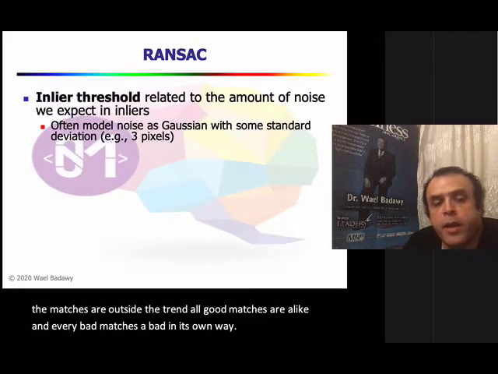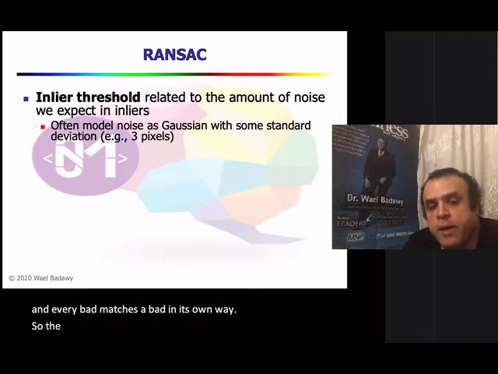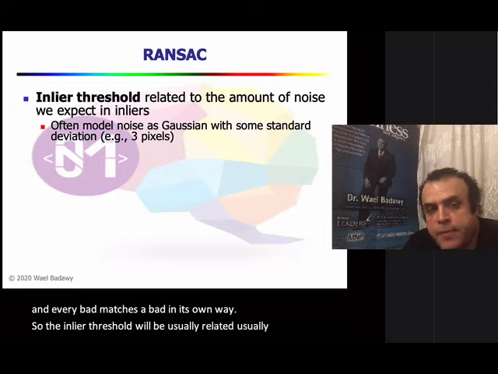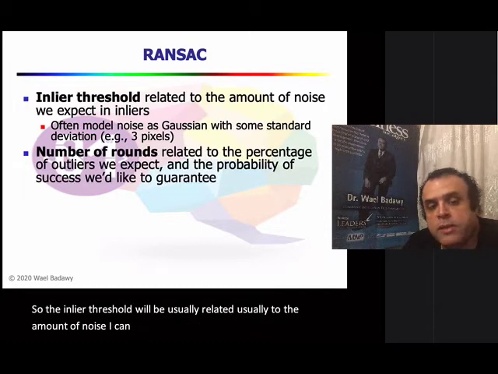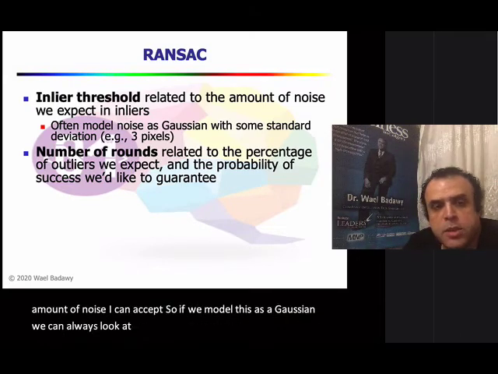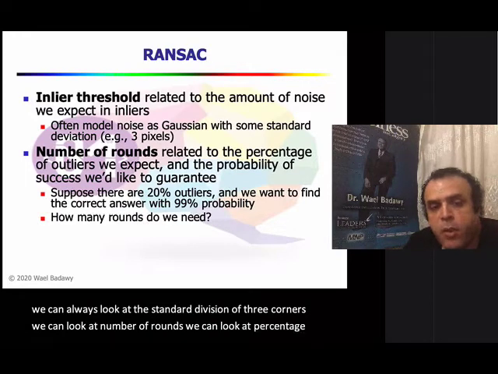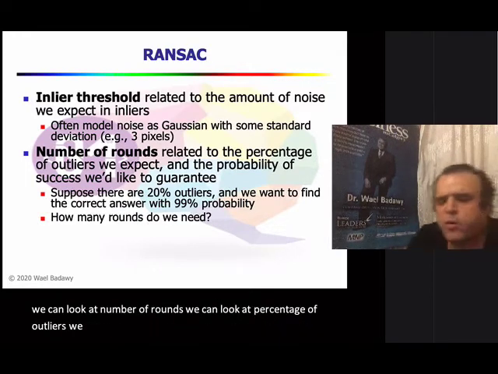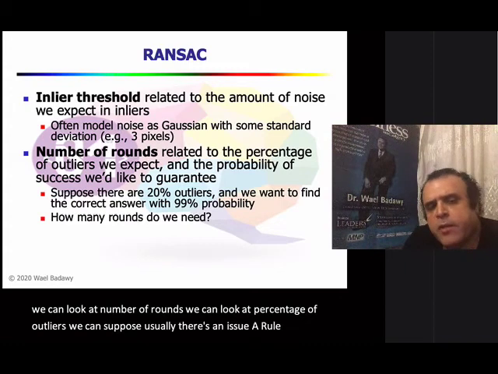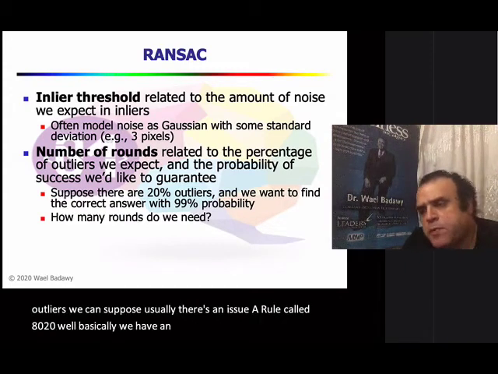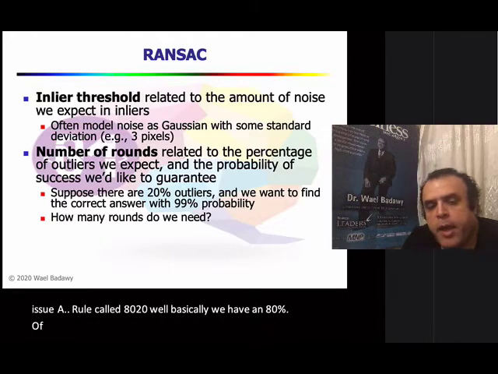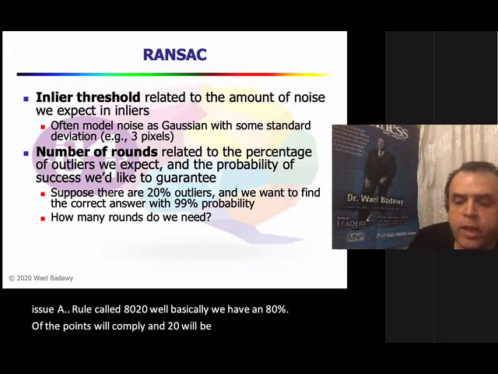The inlier threshold is usually related to the amount of noise I can accept. If we model this as a Gaussian, we can look at a standard deviation of 3 corners. We can look at the number of rounds. We can look at the percentage of outliers. There's usually a rule called 80-20, where 80% of the points will comply and 20% will be the outliers.